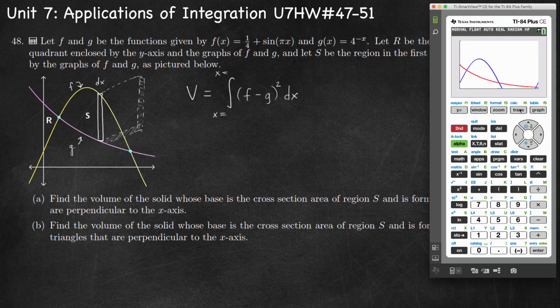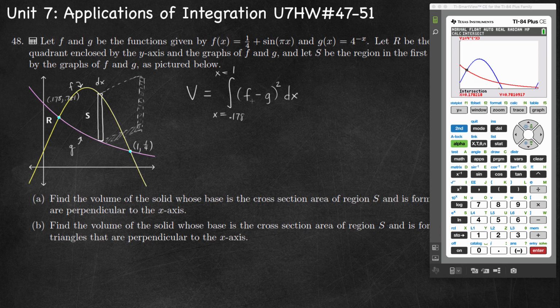Okay, so I need to get my points of intersection. It looks like that's at 1. Okay, 1 comma 1/4. And then on the left, we have a point of intersection at 0.178, comma 0.781. Okay, so we're integrating from 0.178 to 1.